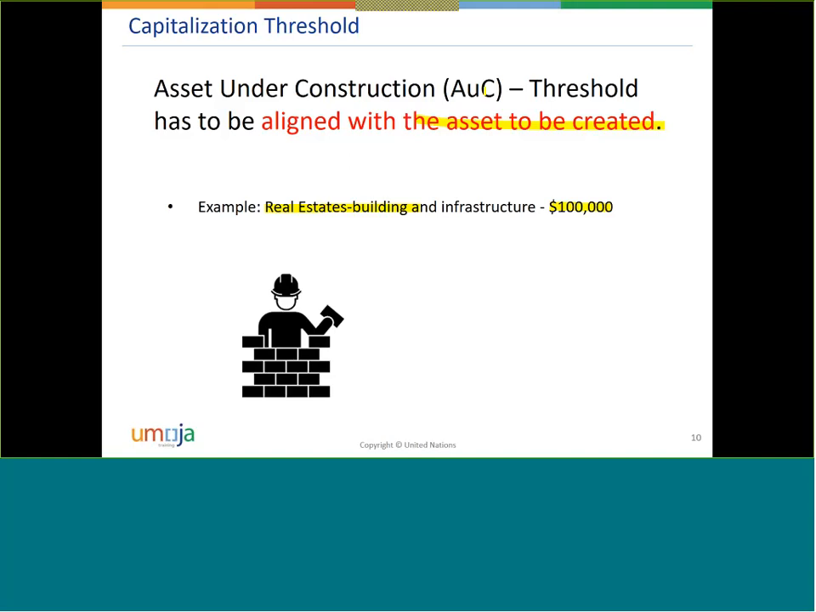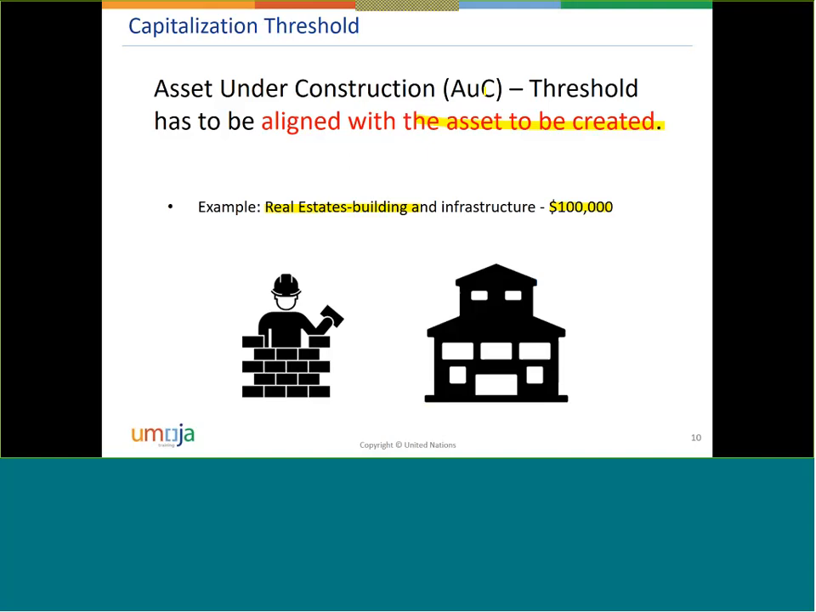Okay, so no matter at what phase we are of the project, the capitalization threshold will be the capitalization threshold of the building that we are constructing. All right, is it clear this slide about the capitalization threshold of an asset under construction? What do we mean when we say it is aligned to the asset to be created? Can you please click on the green check if it's clear?